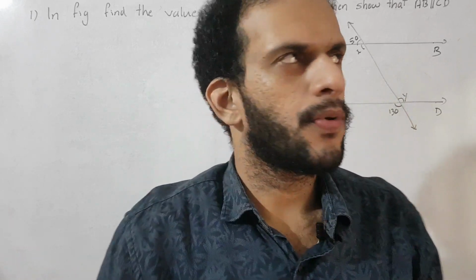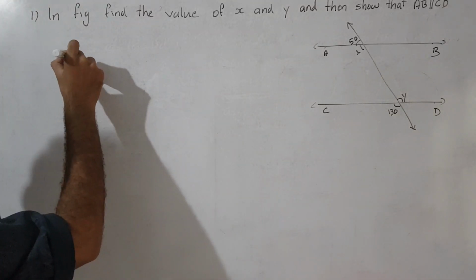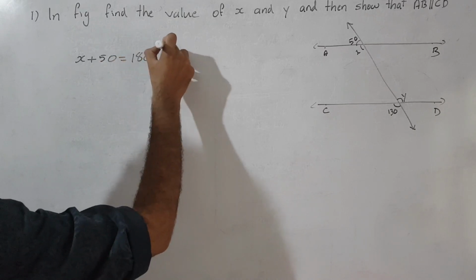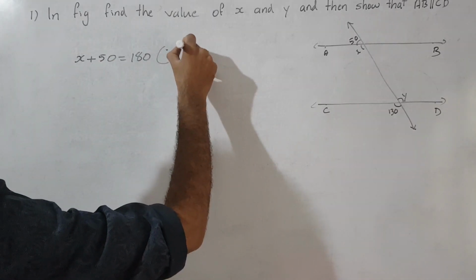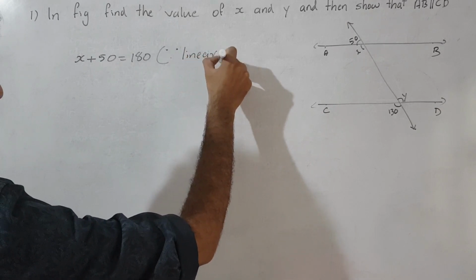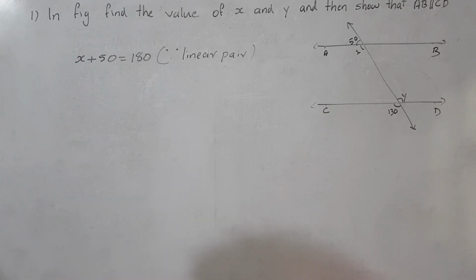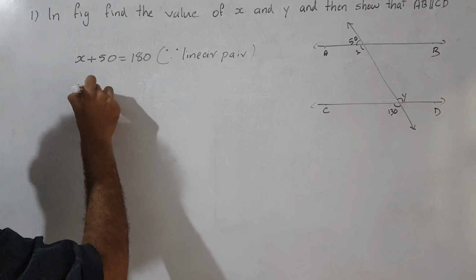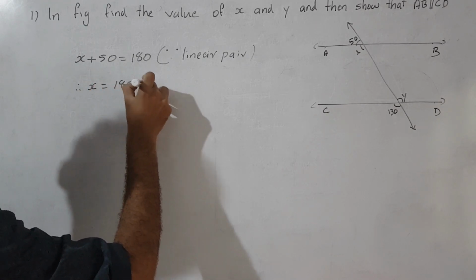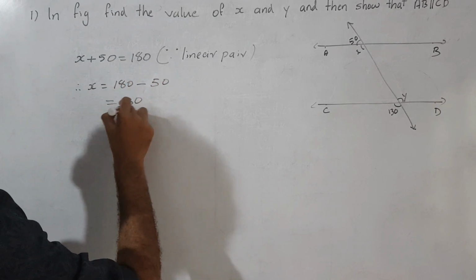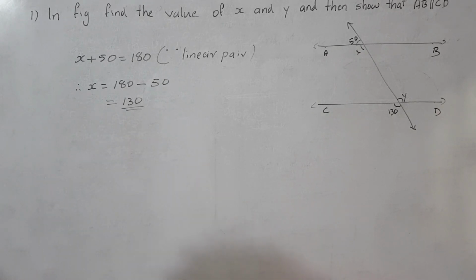Correct? So first we find the value of x. x plus 50 is equal to 180. What is the reason? Since linear pair. Why do we write x plus 50 is equal to 180? Because x and 50 are a linear pair. Therefore x is equal to 180 minus 50. What is 180 minus 50? It is equal to 130. Now we got the value of x. The value of x is equal to 130.